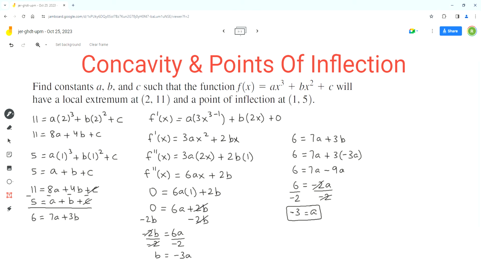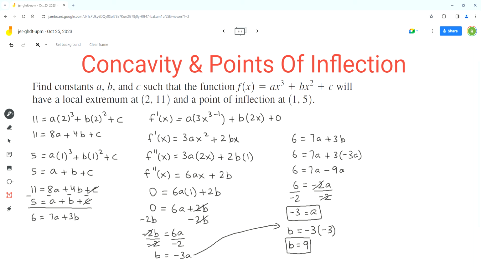Now we can find the value of b by subbing in a as negative 3. So we can use this equation. So b equals negative 3 times the a value, which is negative 3. So b is equal to positive 9. So this is the final answer for the value of b.